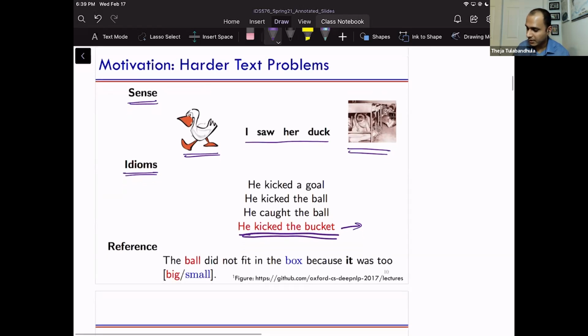Similarly, the reference of what is being referred to is also sometimes ambiguous. Okay, and it's ambiguous even for humans sometimes, but sometimes it's clear to humans but maybe hard for computers to decipher. For example, the ball did not fit in the box because it was big or small. If the ball does not fit in the box, it's big, and the box is the one which is small. But you should be able to figure out what it refers to based on which word was used here. Because if you use big, then it refers to the ball. But if you use small here, then it refers to the box, right?